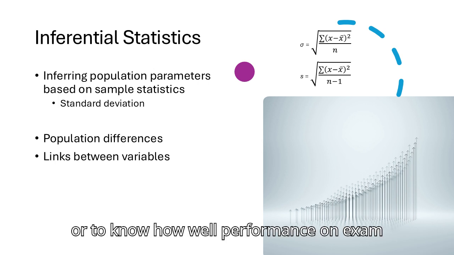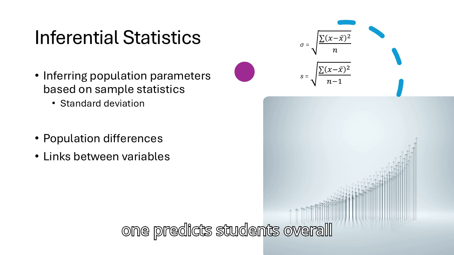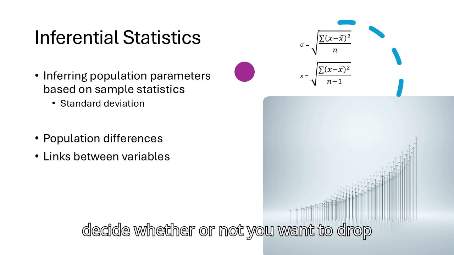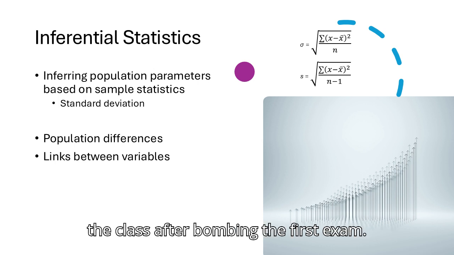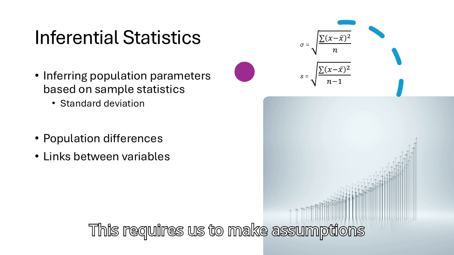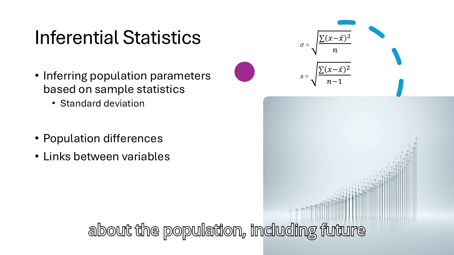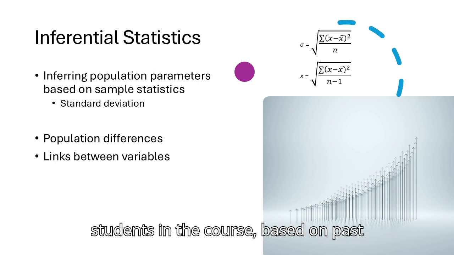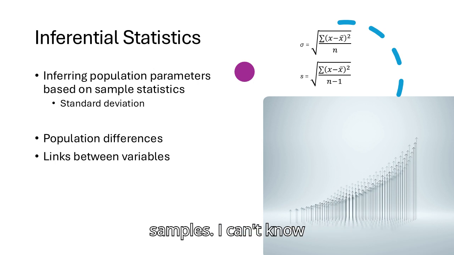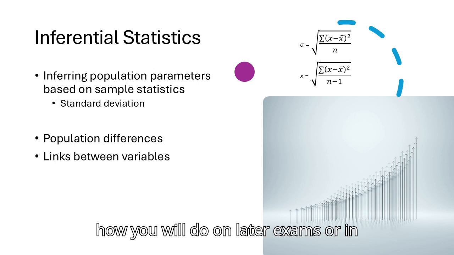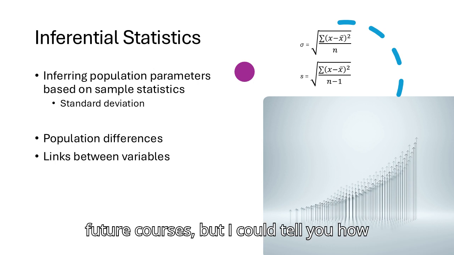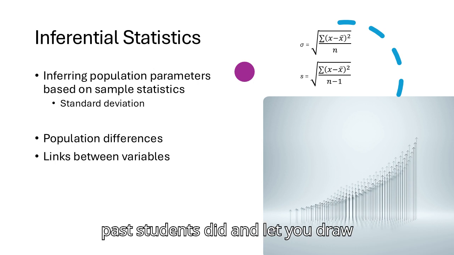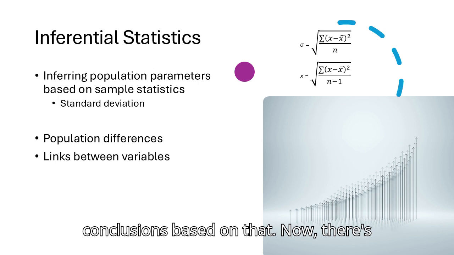Or to know how well performance on exam 1 predicts students' overall grades in the course so that you can decide whether or not you want to drop the class after bombing the first exam. This requires us to make assumptions about the population, including future students in the course, based on past samples. I can't know how you will do on later exams or in future courses, but I could tell you how past students did and let you draw conclusions based on that.